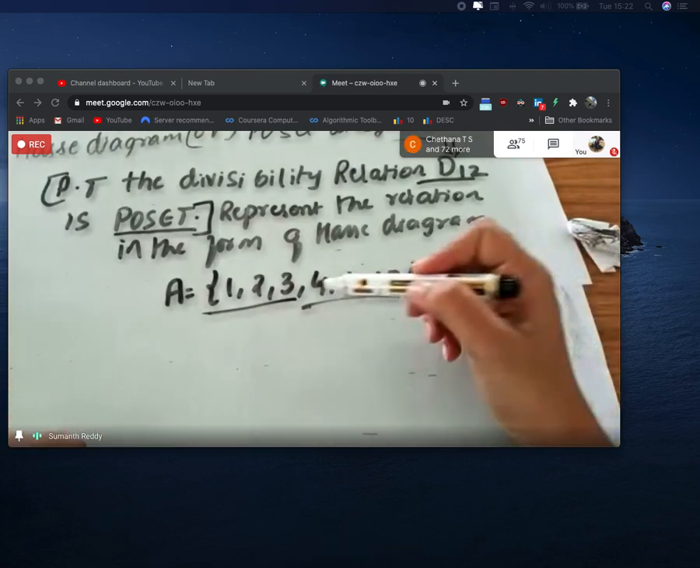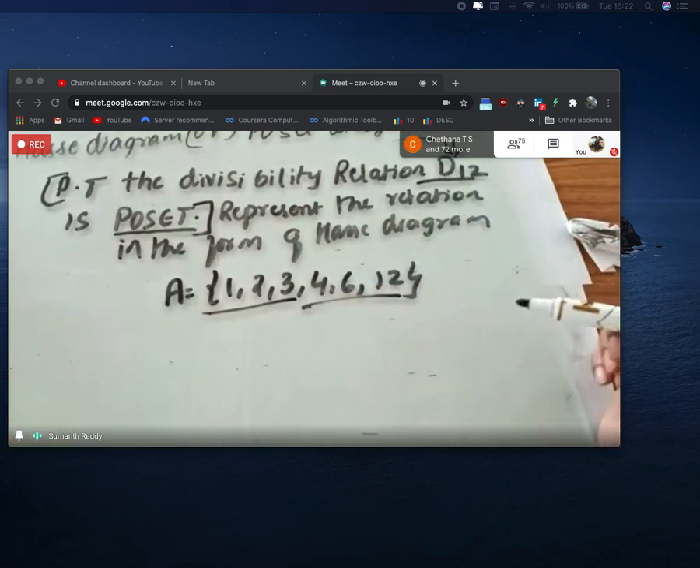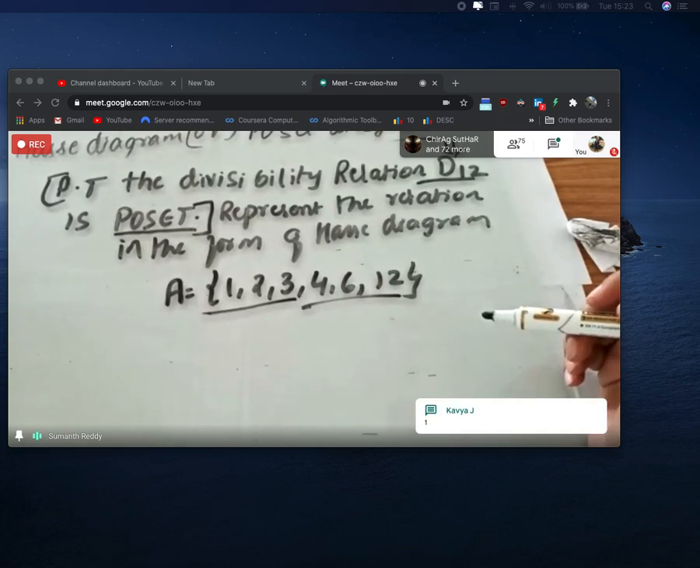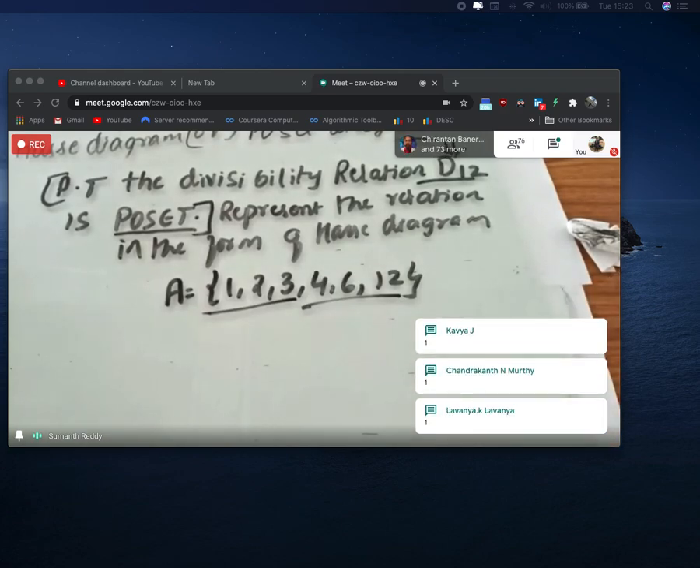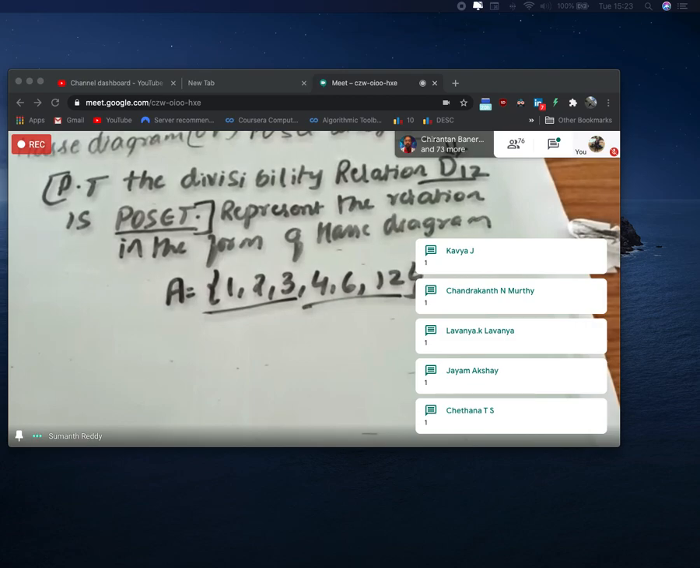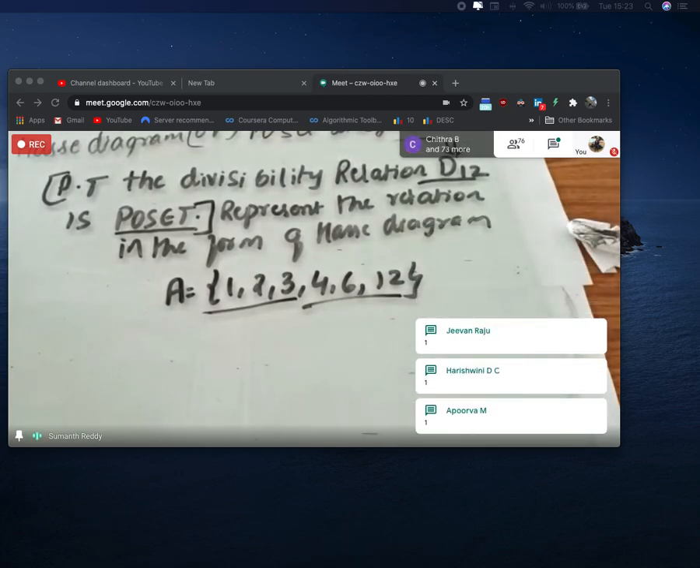Now, by looking at these 6 numbers, can you tell me which is the least element? Students, I need your support now. Which is the number that is related to all the other numbers? Exactly, so you have to start from 1. After this, you need to pick the numbers which are related to only 1.